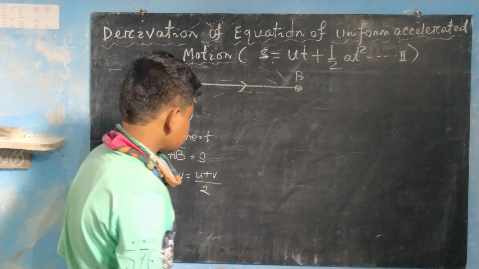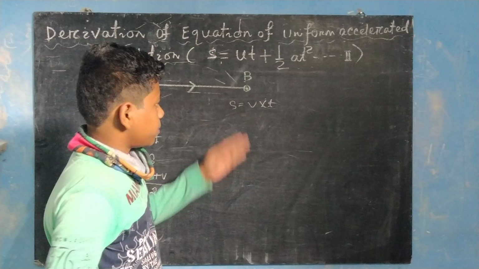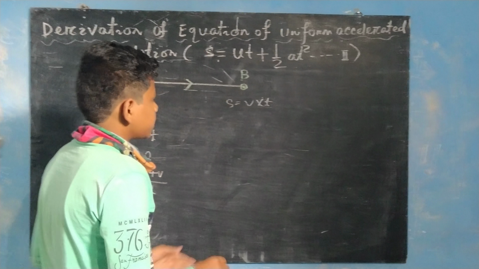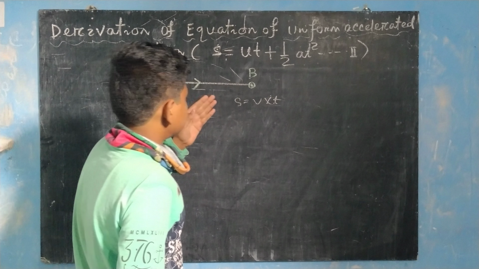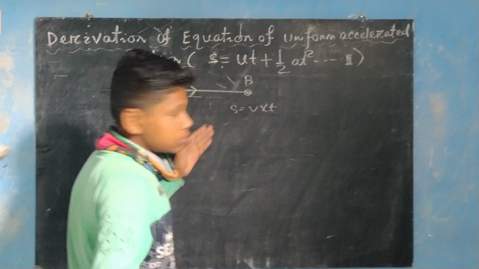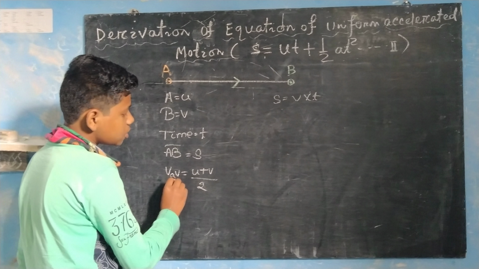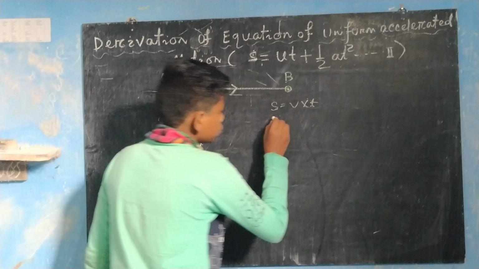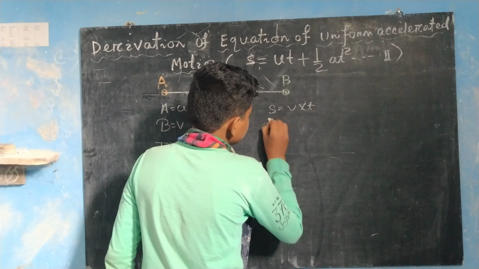So let us derive this equation. Friends, we know that s equals v into t, the product of velocity and time. Here v is the average velocity, and we know that average velocity is u plus v by 2. So s equals (u plus v) by 2 into t.